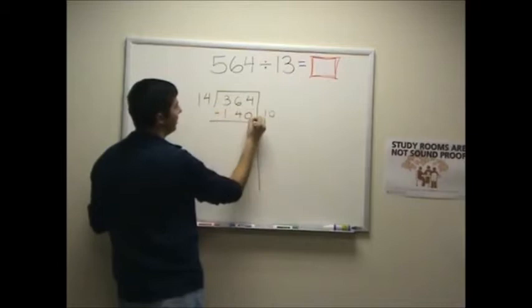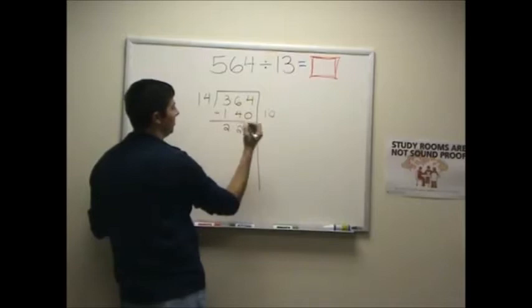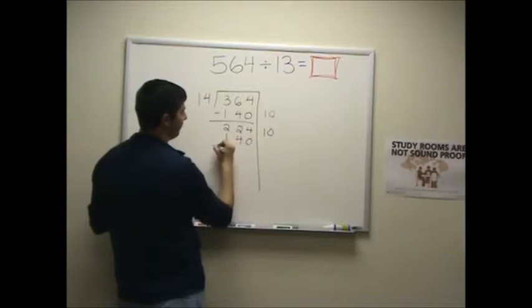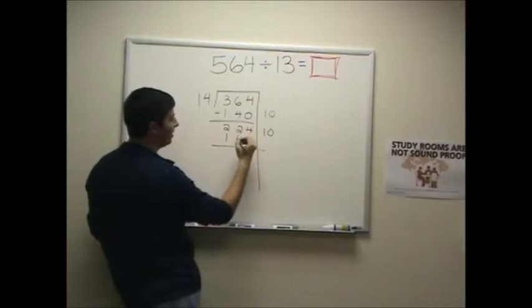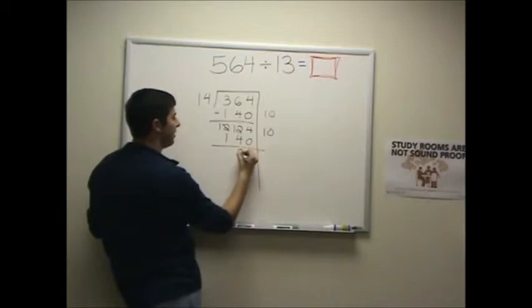We're going to subtract. 4 minus 0 is 4. 6 minus 4 is 2. 3 minus 1 is 2. Again, I'm going to focus on my 10 groups. 140. 4 minus 0 is 4. 2 minus 4, we can't do that. We'll have to borrow. 12 minus 4, we can do that. That's 8. 1 minus 1 would be 0.